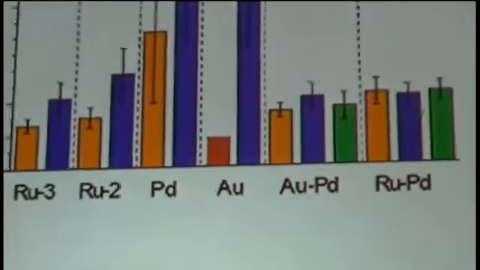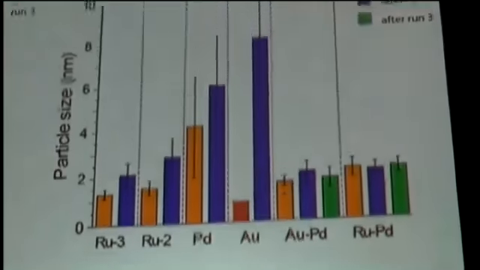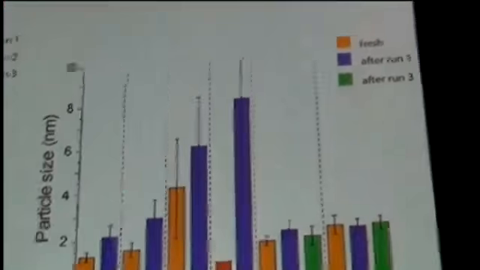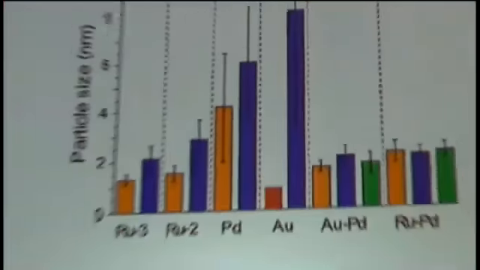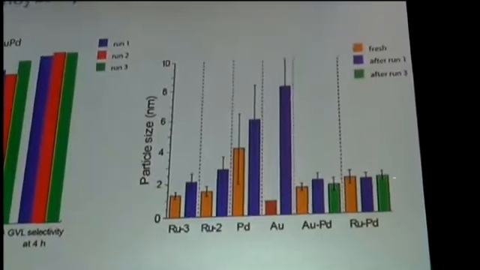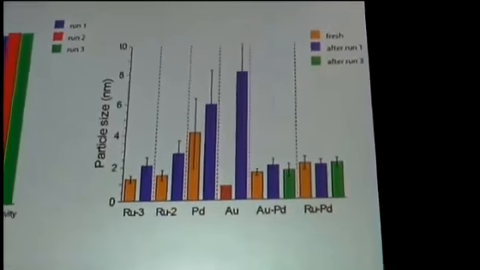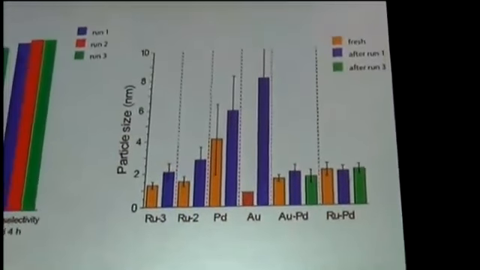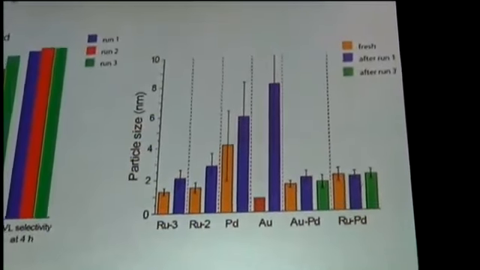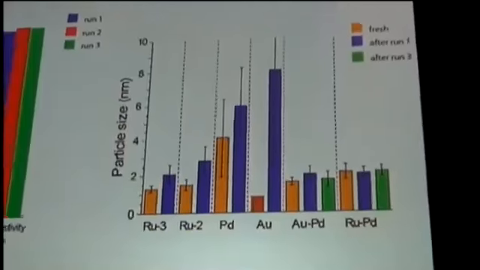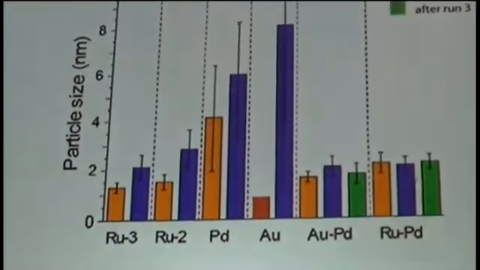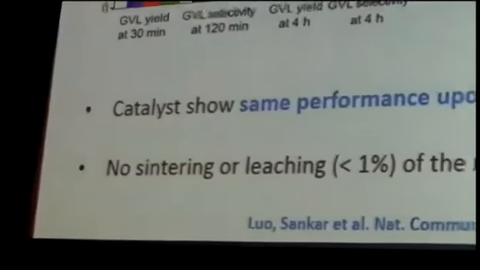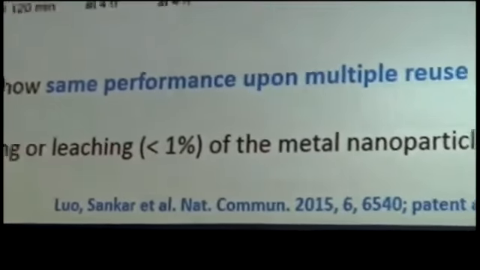So what I show you here is the particle size of both the fresh catalyst and the spent catalyst after a number of runs. And what we see is that for the monometallic catalyst, in all cases we see sintering, we see particle growth, whereas for the gold palladium and the ruthenium palladium, we don't see any growth of the particles, actually. And we have a nice stable catalyst that shows us very good activity. It's sort of important that we don't have sintering, but also we don't have any leaching of the metals to the liquid phase. Or at least we have less than 1% of the metal being leached to the liquid phase.